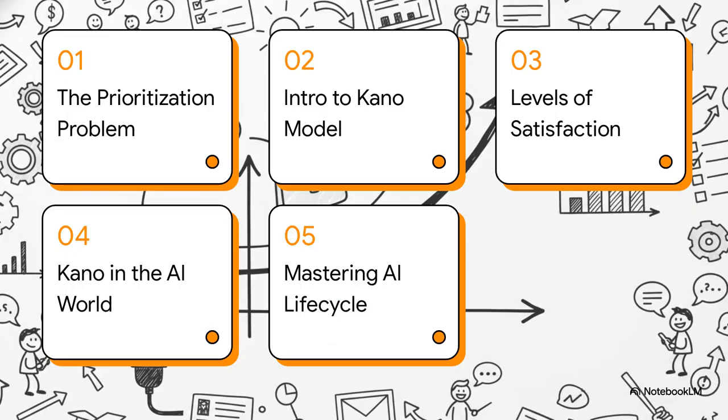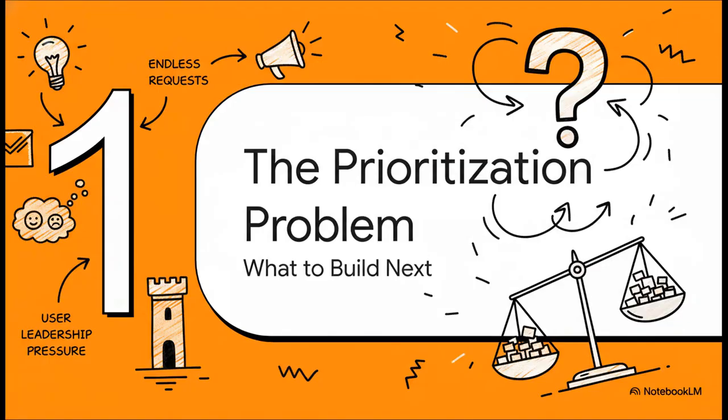So here's what we're going to cover. First, we'll talk about why prioritization is such a headache. Then, we'll introduce the Kano model itself and break down its 3 core levels of satisfaction. After that, and this is the fun part, we'll see how you can apply it to your AI products. And finally, we'll zoom out and see how this one tool fits into your entire AI product strategy. Okay, let's just get right into it.